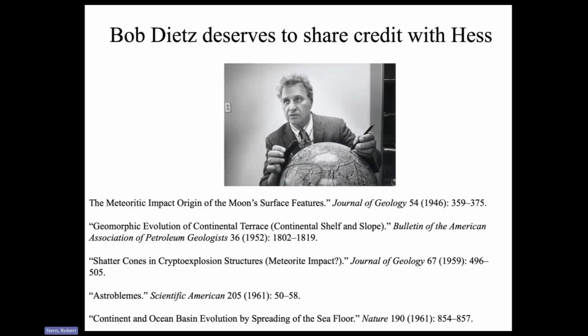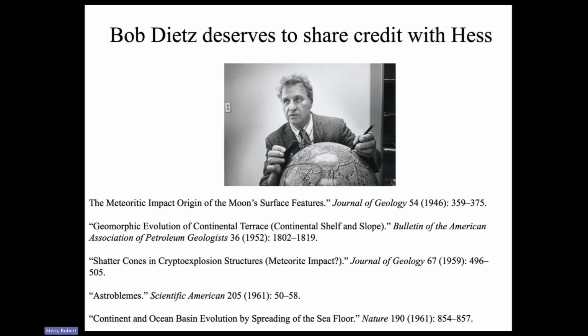Now, Bob Dietz deserves to share credit with Hess, and he often doesn't. He was a remarkable geologist. He was the first to recognize the fact that the moon's surface was caused by meteorite impacts. He was the one that started to understand the significance of continental shelves and slopes. He understood things called shatter cones as indicators of meteorite impact in the geologic record.